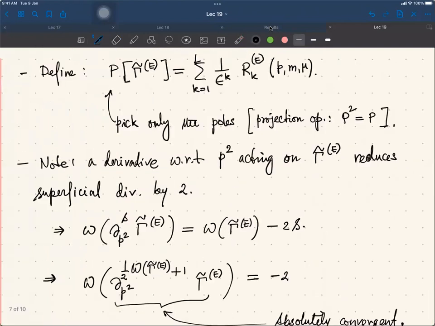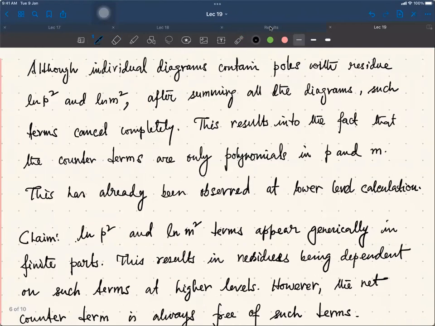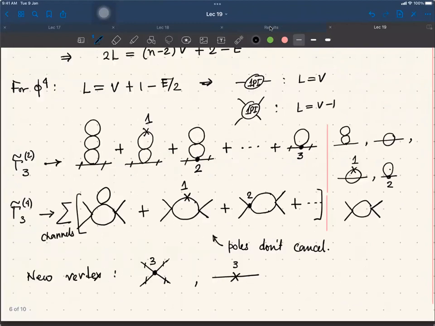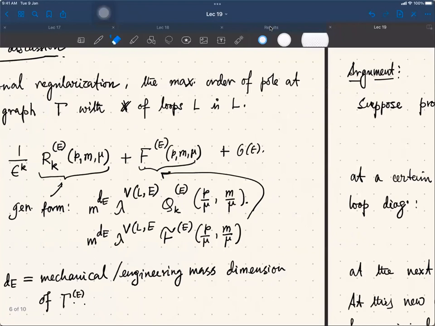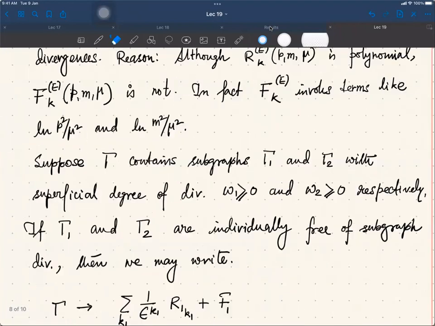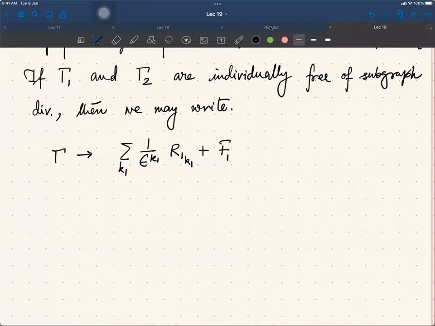Sorry, I might have made some mistake there. Let me check the form. So there is no K here. Sorry. Because there is no summation. It is outside the summation. So there is no K here. So this is coming from the gamma 1 subgraph. And then there is a gamma 2 subgraph, which will contribute 1 over epsilon to the power k2 times r2 plus k2.